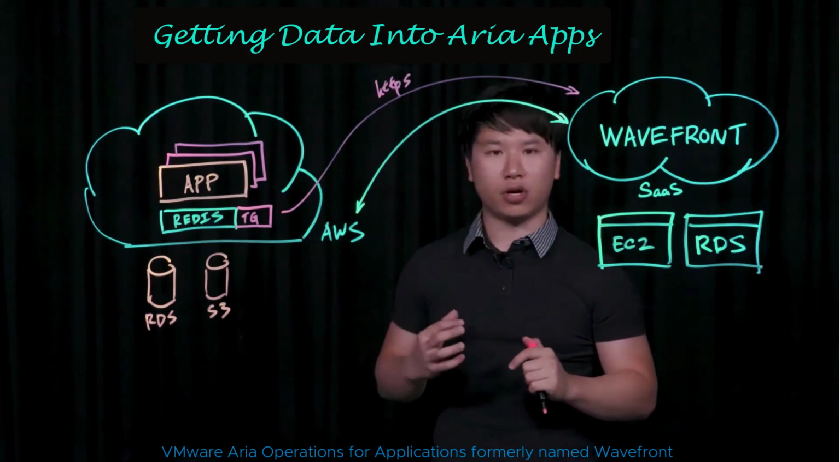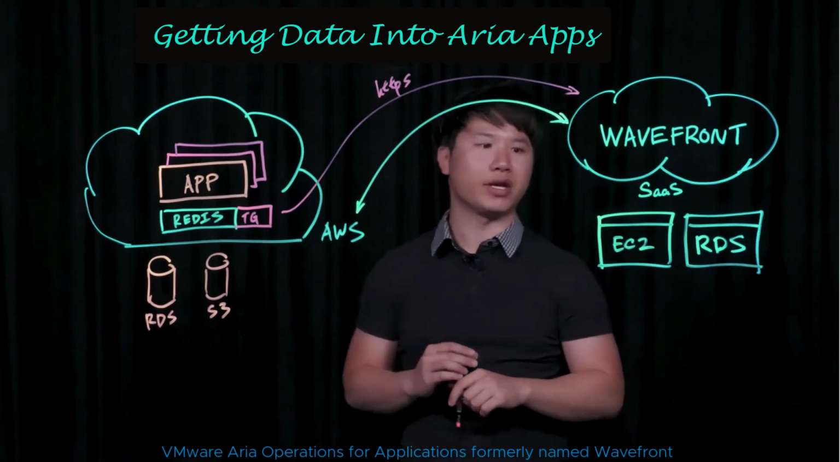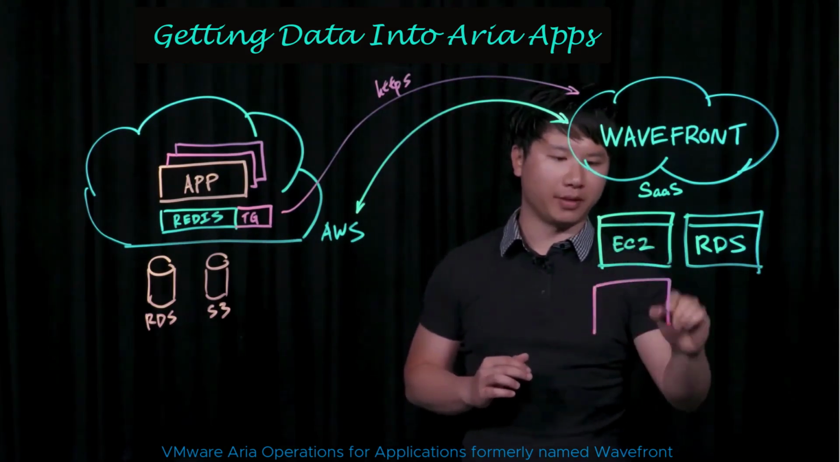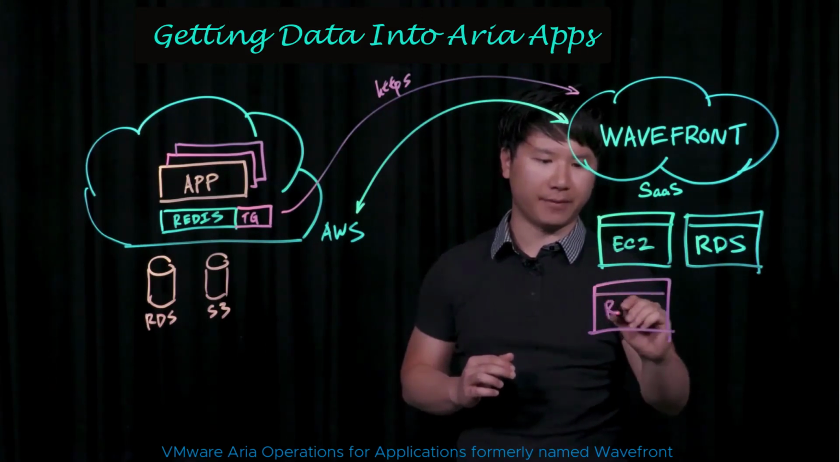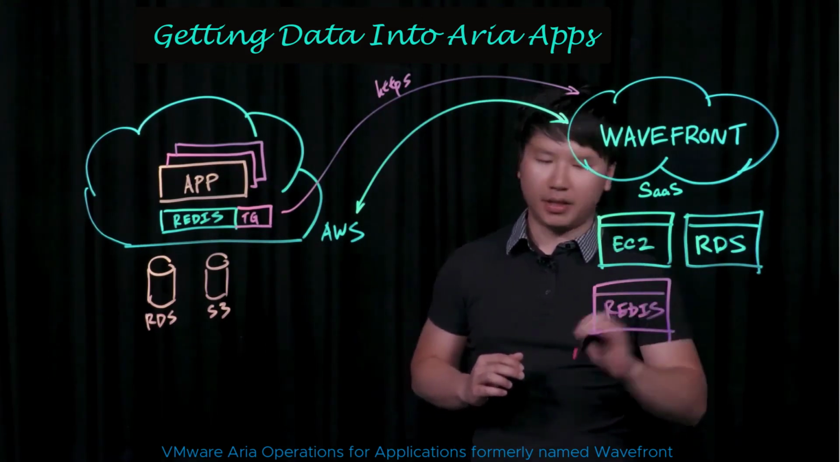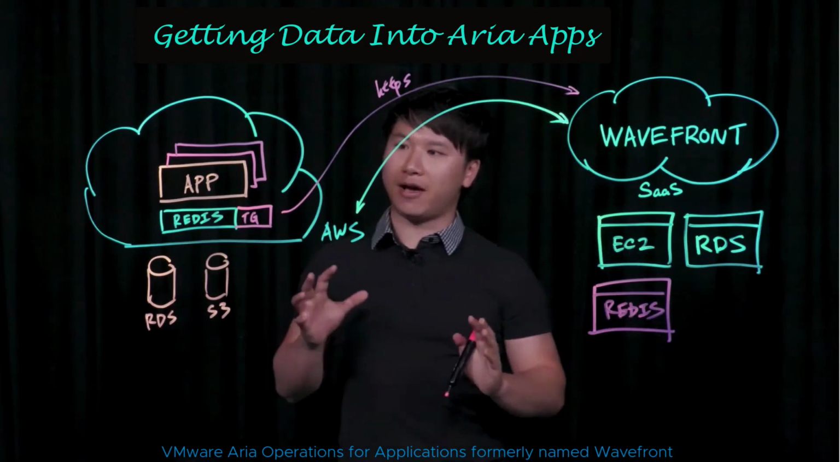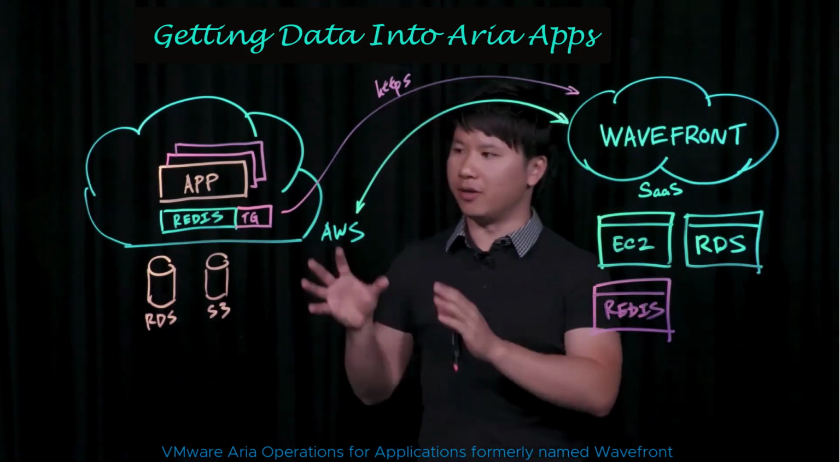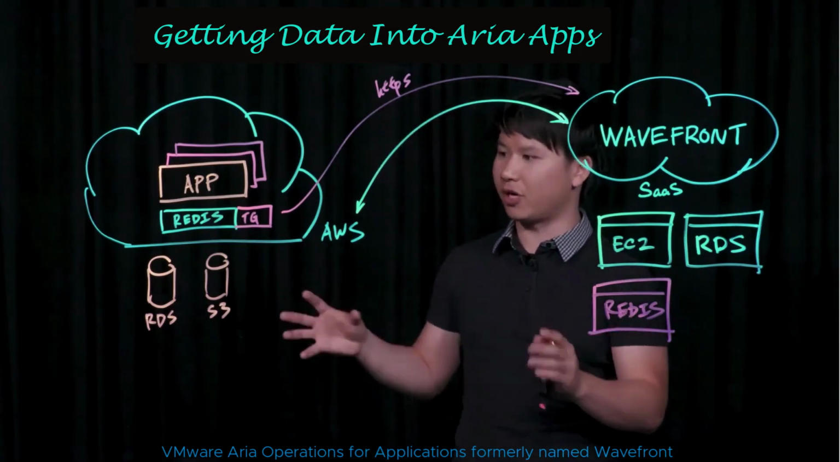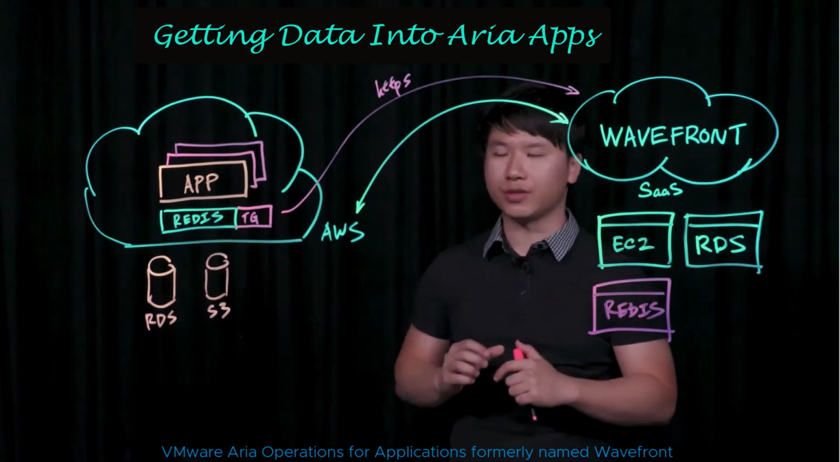Wavefront has the logic to automatically detect that you're sending data from Redis, and it will automatically also populate dashboards that are Redis specific. And so very quickly, you now have visibility into Redis, as well as your cloud infrastructure, as well as the components that you use in the cloud.